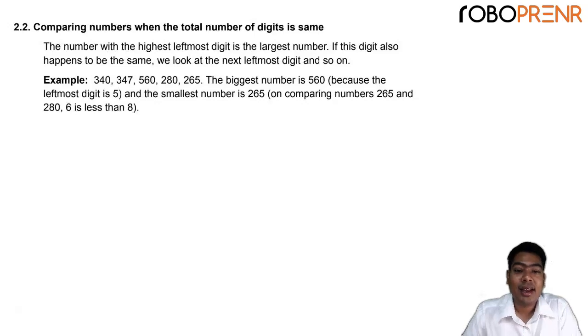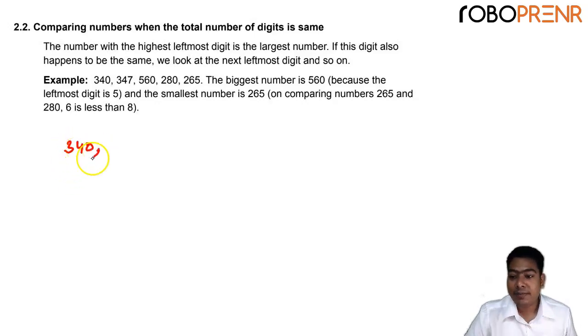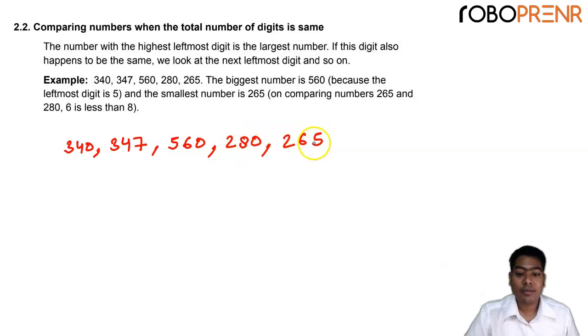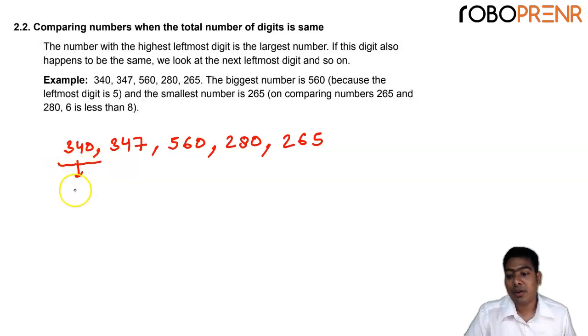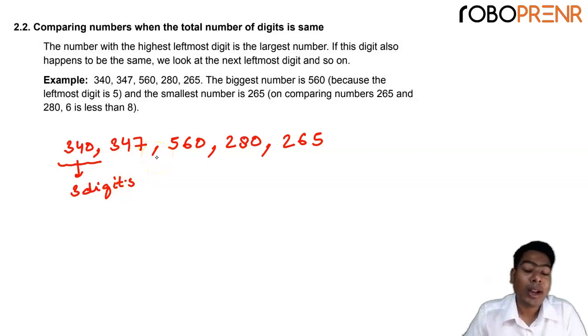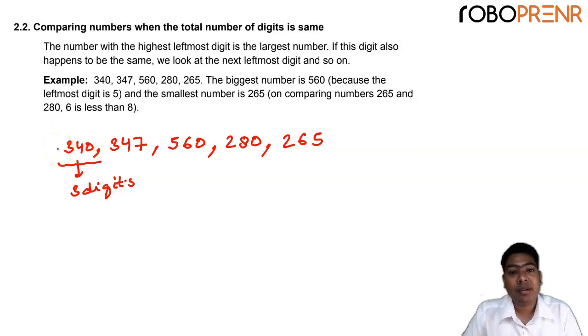In this case, we'll be learning how to compare numbers having the same number of digits. Let's understand this concept with a simple example. Let's take the numbers 340, 347, 560, 280 and 265. How do we compare these numbers? When you observe, all the numbers have the same number of digits, that is 3 digits. 347, 560, 280 and 265 all consist of 3 digits. Now, how will we compare these numbers having the same number of digits?